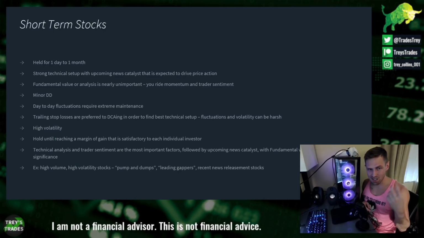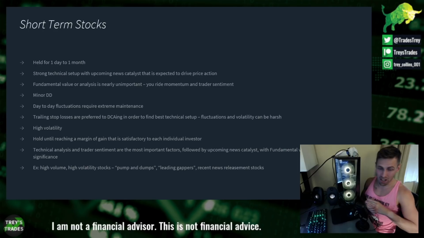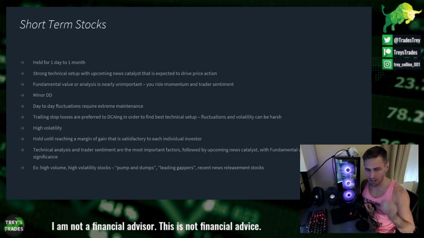Fundamental value or analysis is nearly unimportant. You ride momentum and trader sentiment. So this is a situation where you're not necessarily caring about the earnings reports or the fundamental value of a company, right? Or the potential for growth in two years, because that's not going to affect your security over that one month period of time, right? You're looking to ride momentum. You're looking to ride trader sentiment. You're looking to ride volume, right? So this is really where technical analysis and technical setups matter a lot. It's what's going to affect, and it's how you're gonna make money.